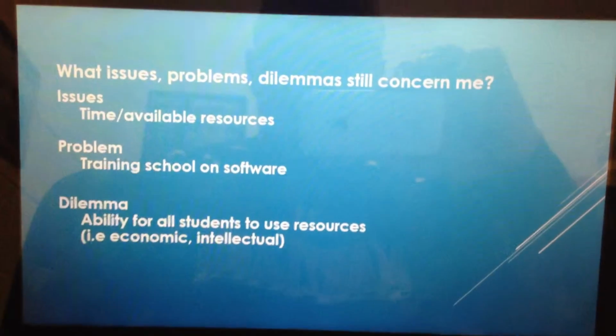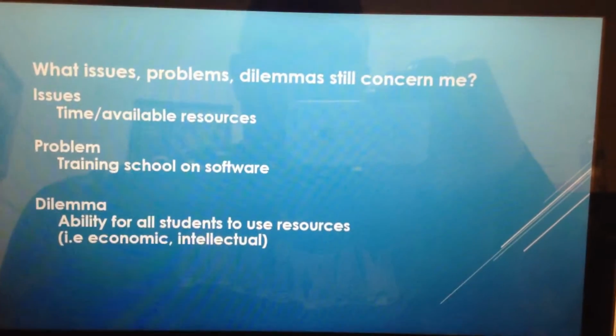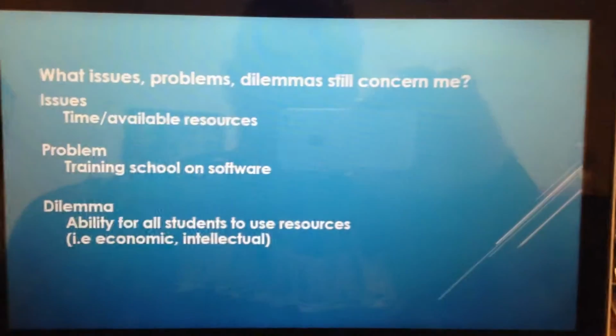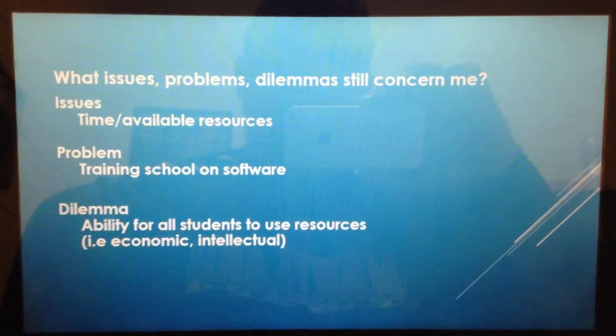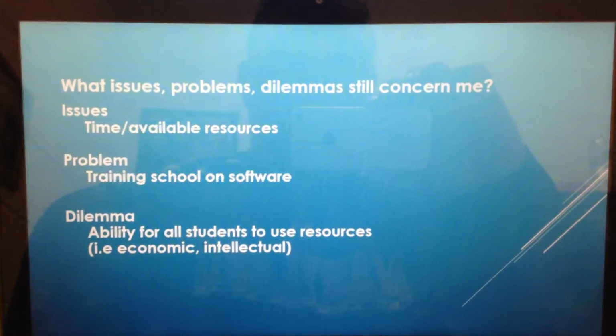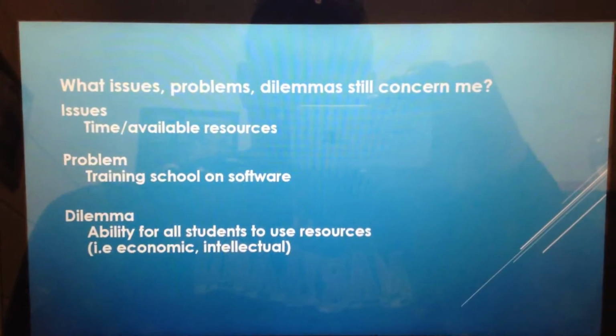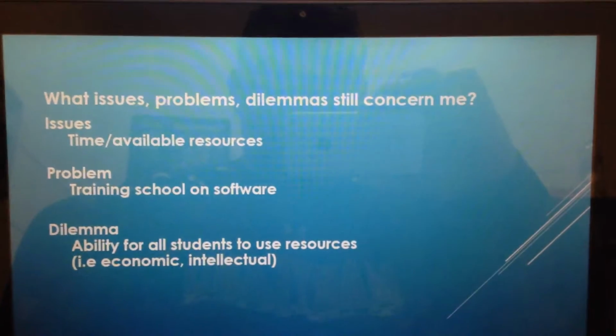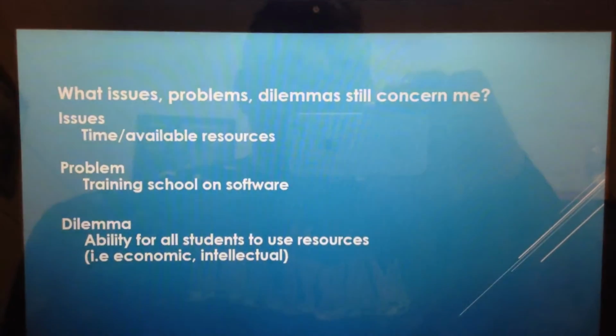Right now, we do not have all the electronic devices, and we have one computer lab that 25 classes are all trying to get to, which can be very time consuming and very difficult. A problem I see also that may come is the training that the school is going to get on the software. The teachers, will they be trained?